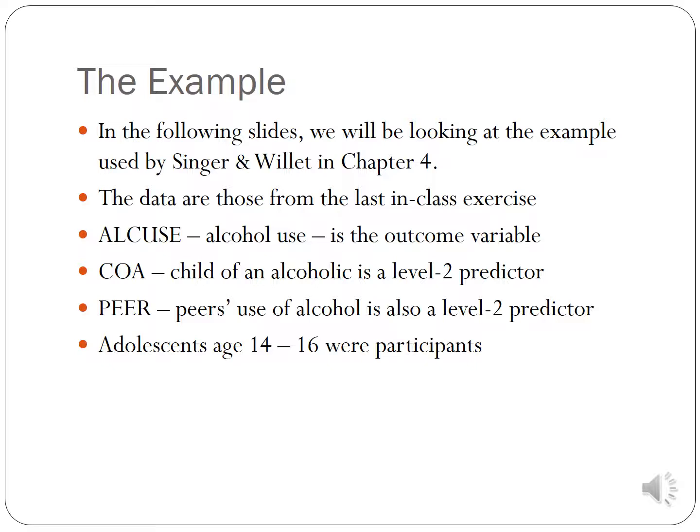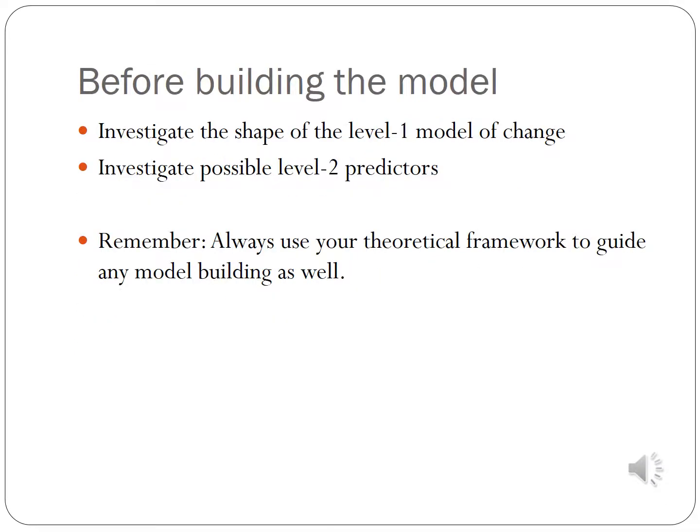These were adolescents, ages 14 to 16, and there were two level 2 predictors in the model. One is COA, which is if the adolescent is a child of an alcoholic. And the other one is peer, which is peer's use of alcohol. COA is a binary predictor, yes or no, and peer is a Likert scale predictor that has, I believe, 5 values. We talked about this briefly last week.